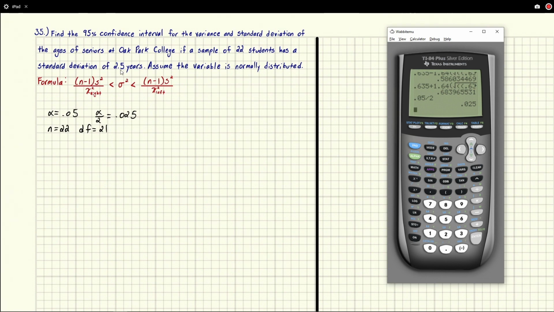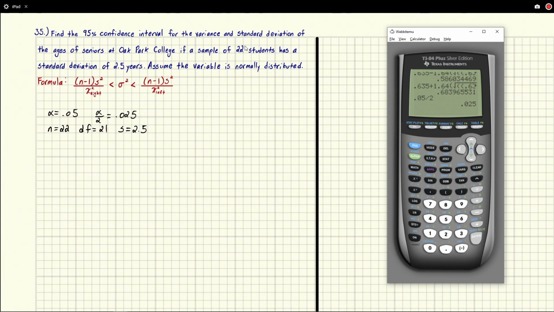Now this standard deviation is of course a sample standard deviation. First, we know this because we're trying to estimate the true population variance and standard deviation. Also, this 2.5 years is connected to these 22 students. That's where we got it from. So it's connected to a sample. That's another way we know that it is a sample, not a population. All right, so we've got all the numbers out.